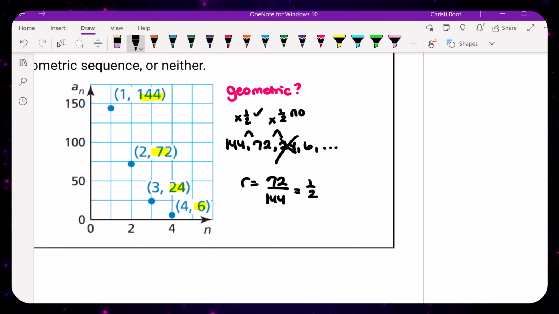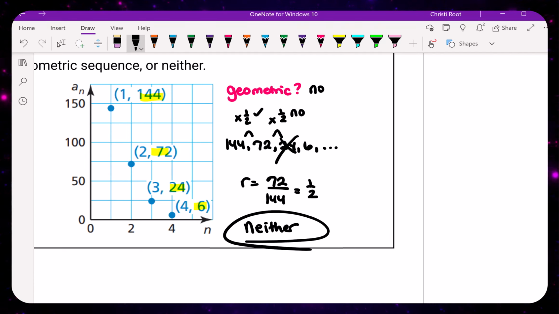It is absolutely not a straight line. I know this is not arithmetic either. So one more time, I have neither. So be really careful. Just by looking at something does not mean that it is something.